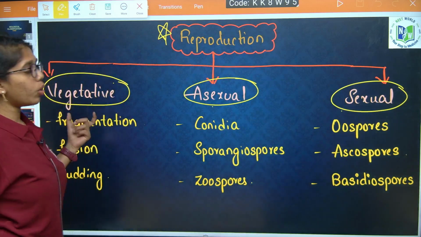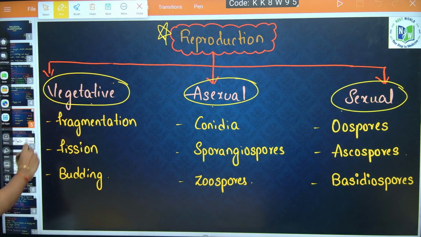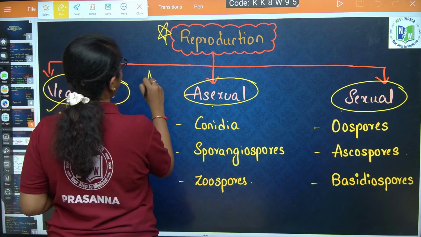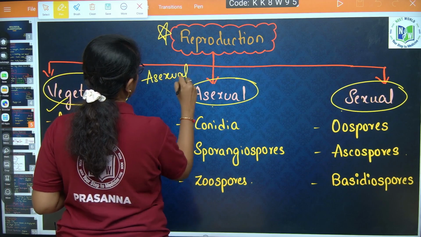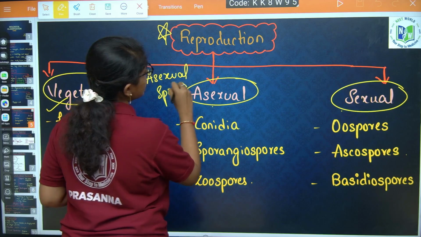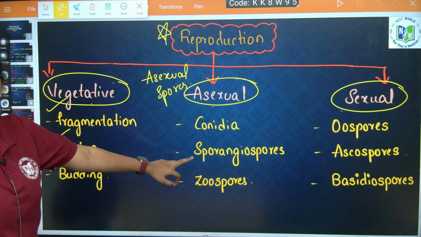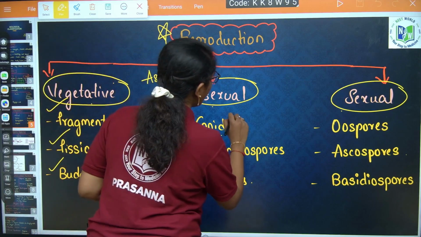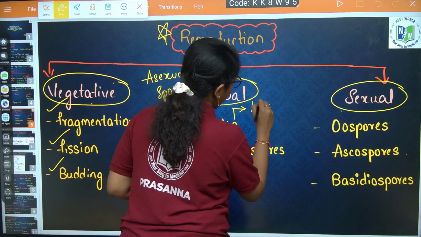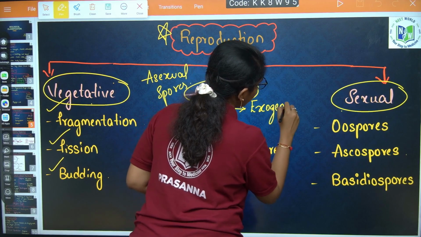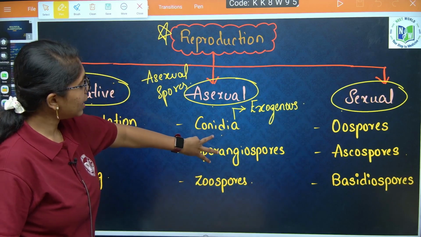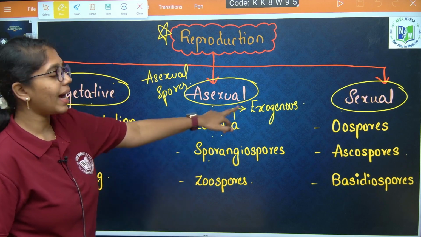Vegetative reproduction is conducted by fragmentation, fission and budding. Asexual reproduction happens through the release of asexual spores. Asexual spores can be conidia, sporangiospores and zoospores. Of these three, conidia are the only exogenous spores. I will tell you what exogenous and endogenous mean. As of now, remember that among these three asexual spores, conidia are exogenous.